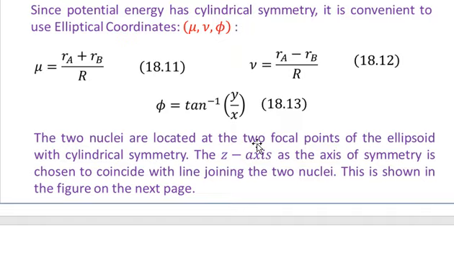The two nuclei are located at two focal points of the ellipsoid. That is, nucleus A and nucleus B are now considered to lie at the two focal points of the ellipsoid with cylindrical symmetry. The z-axis, as the axis of symmetry, is chosen to coincide with the line joining the two nuclei. This is shown in the figure on the next page.